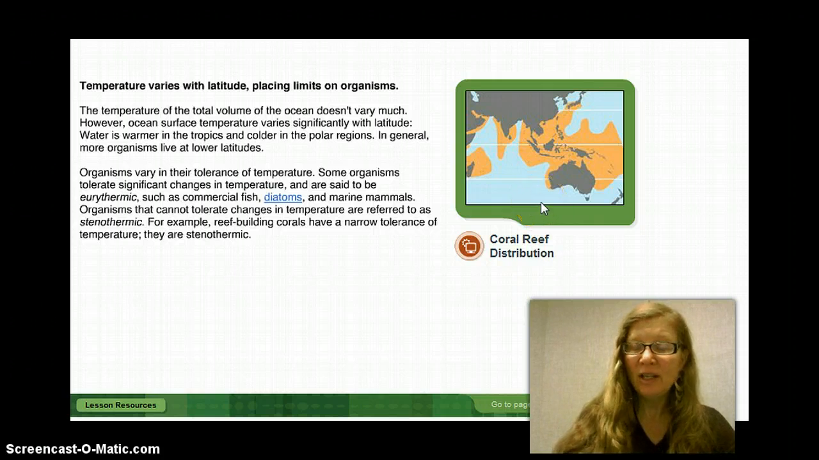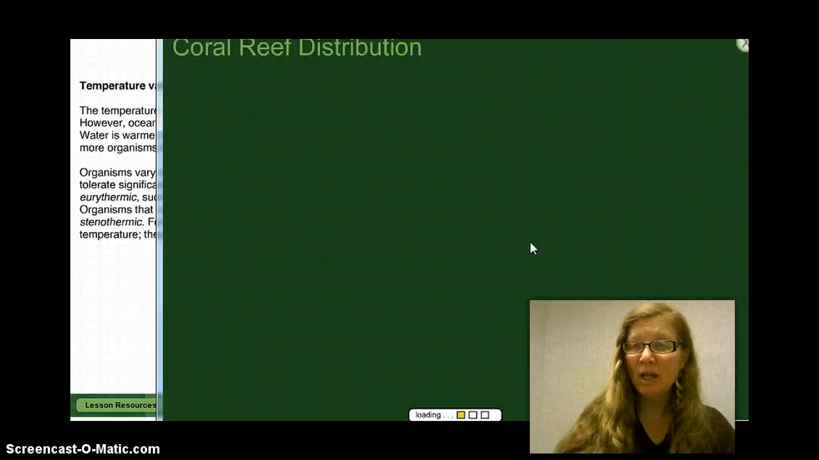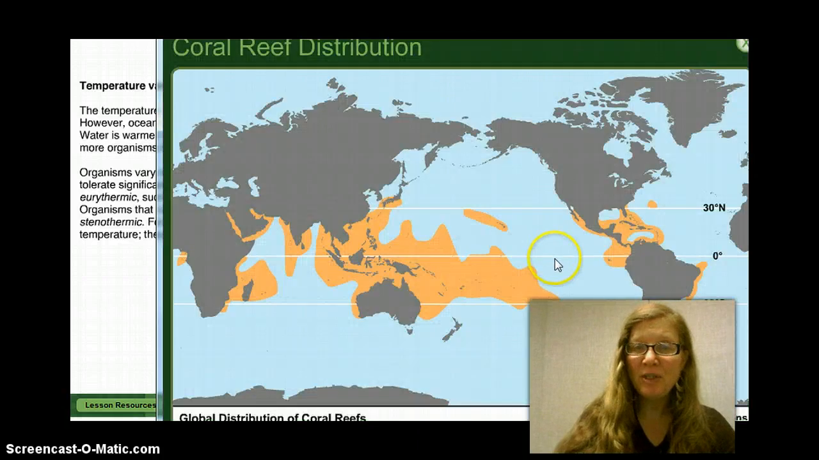And they include commercial fish and diatoms and different marine mammals. And then there are others that cannot, and they are called stenothermic, such as corals, which have a very low tolerance in temperature. Here's a map showing the major distribution of coral reefs around the planet, and another reason why corals are highly studied by scientists in regards to global warming issues and challenges.